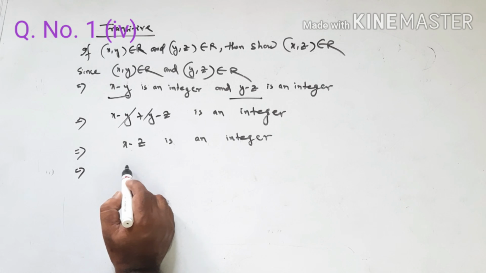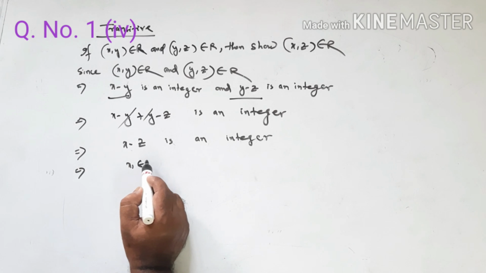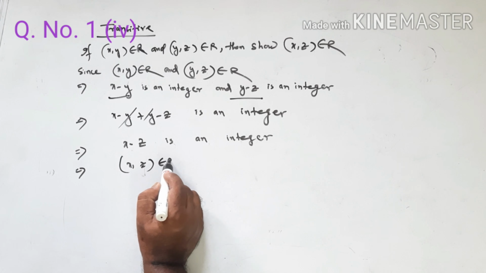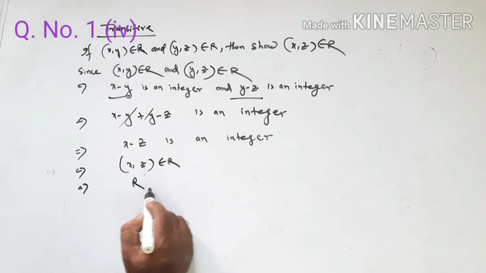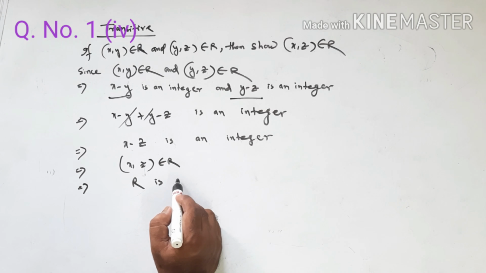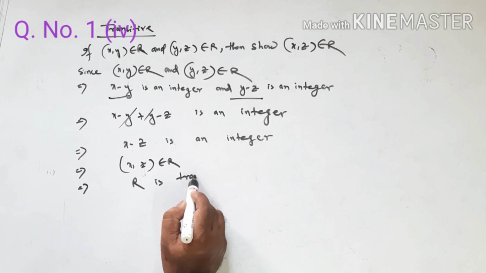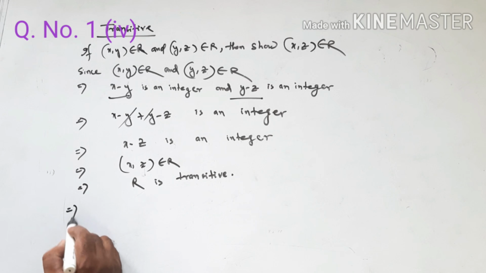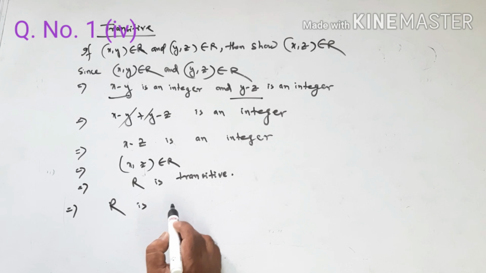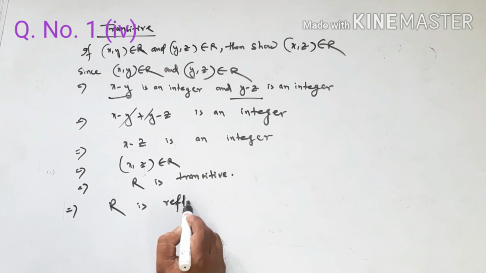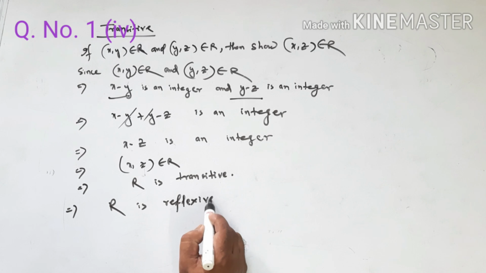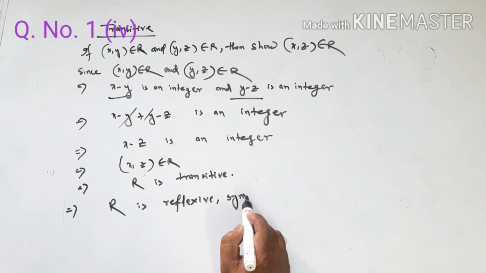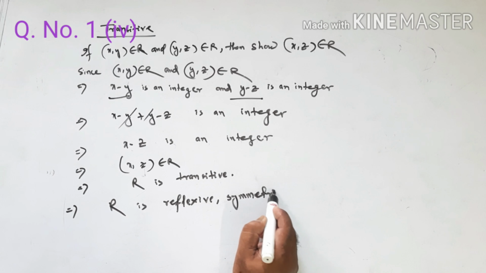This implies (x, z) belongs to R. This implies R is transitive. This implies R is reflexive, symmetric and transitive.